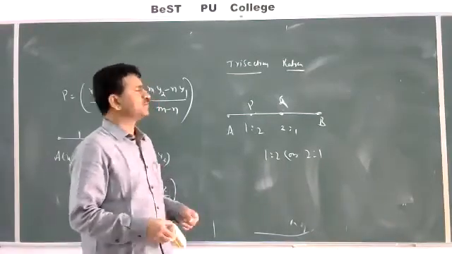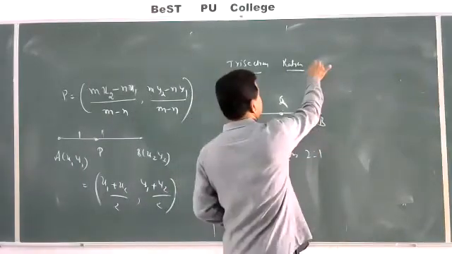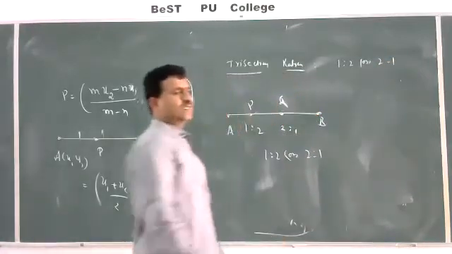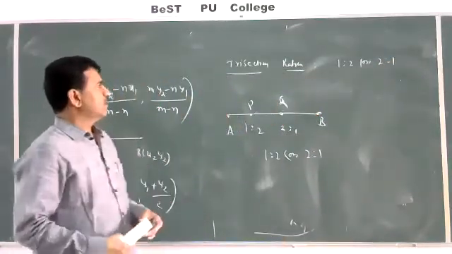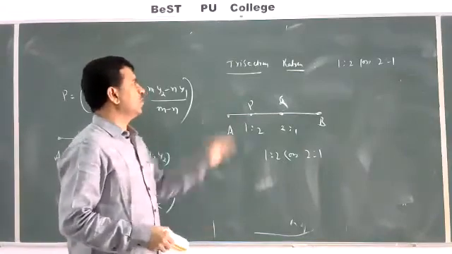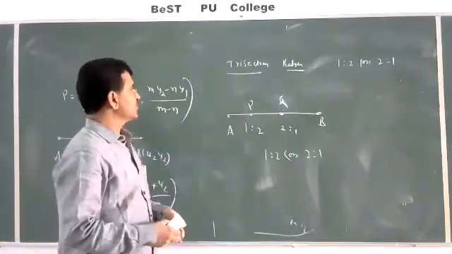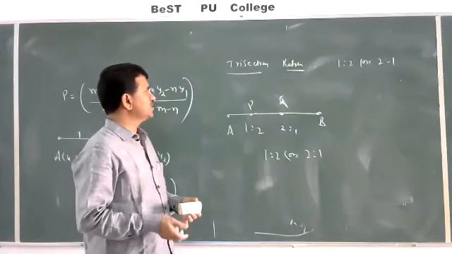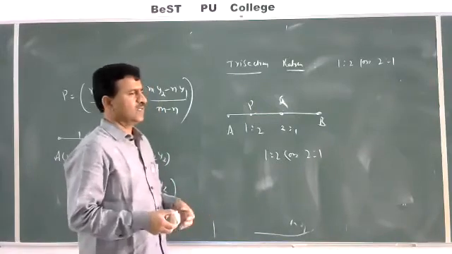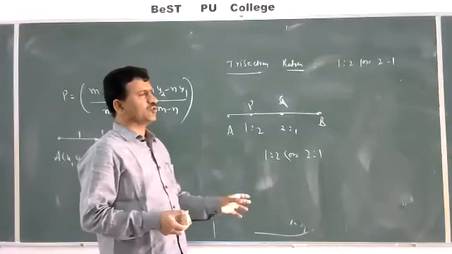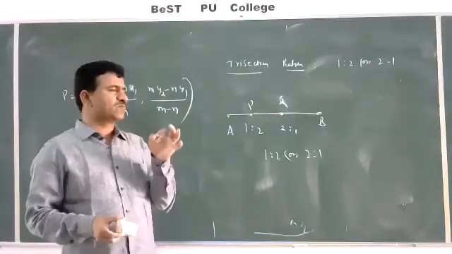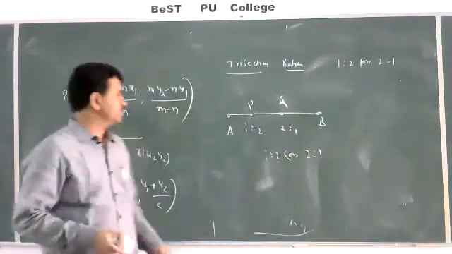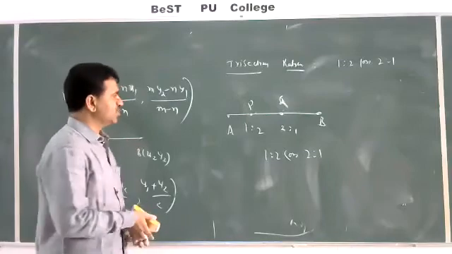For a line segment, 1:2 or 2:1 ratio is called trisection ratio. Find the trisection ratio points means which one we have to find? We have to find both 1:2 and 2:1.